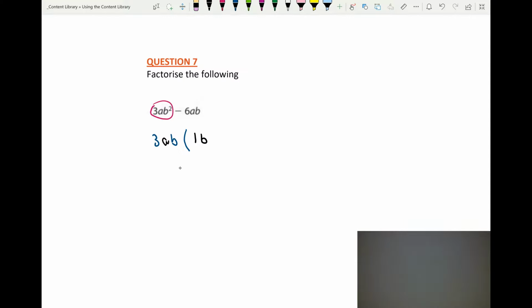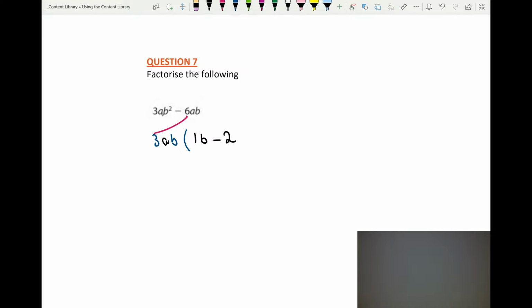If I asked you to multiply them by each other, you would do something like this, and you do 3 by 1 is 3, a by b is ab squared. You then put back in the minus sign between them. And now we figure out, how do I make this 3 become a 6? Well, you multiply 3 by 2 to make 6.